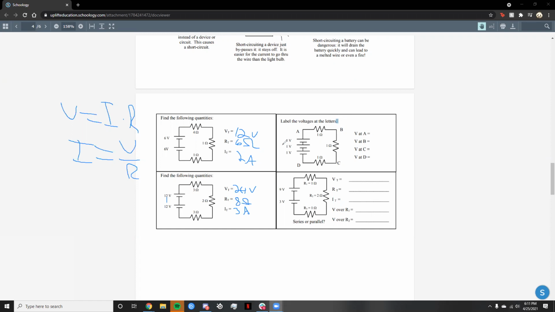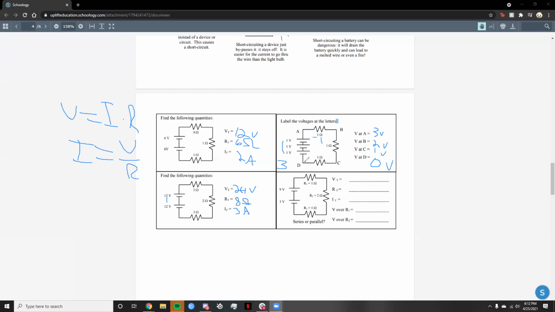So we have a total of 3 volts. So at A, V at A is 3. V at B is minus 1. Pretty sure. So that would be 2, 1, 0. Let me just check real quick with my paper. I'm just running through this. Yeah, I'm right. So 3 volts, 2 volts, 1 volt, 0 volts.